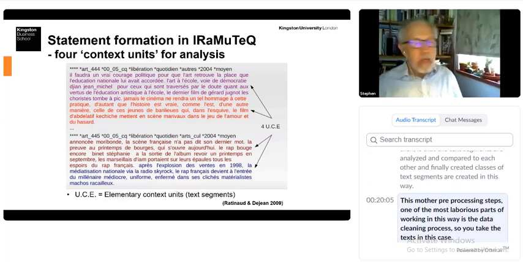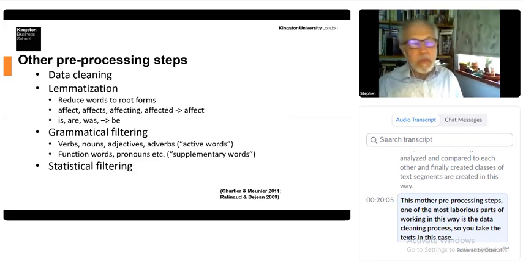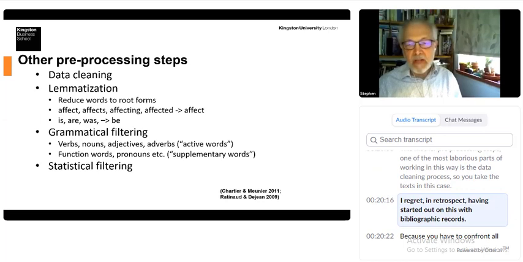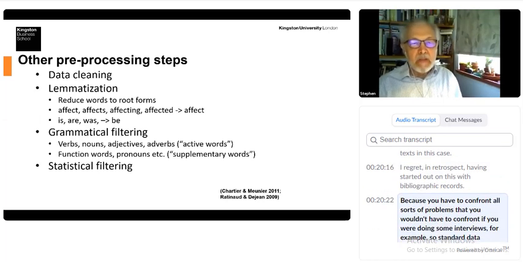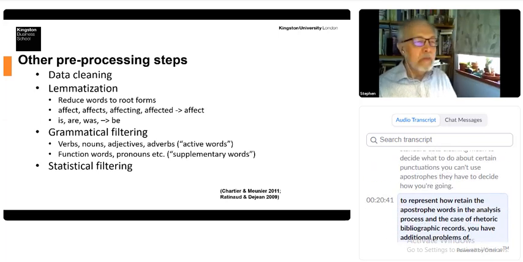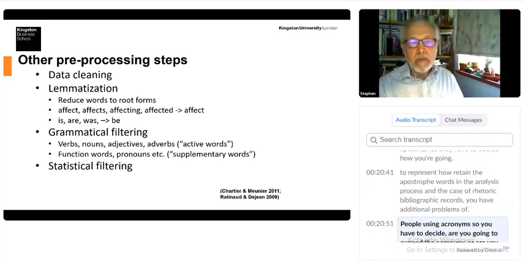There are some other pre-processing steps. One of the most laborious parts of working in this way is the data cleaning process. In retrospect, I regret having started out with bibliographic records, because you have to confront all sorts of problems that you wouldn't have to confront if you were doing interviews, for example. Standard data cleaning means you decide what to do about certain punctuation. You can't use the apostrophe, so you have to decide how you're going to represent or retain apostrophe words in the analysis process. In the case of bibliographic records, you have additional problems of people using acronyms.